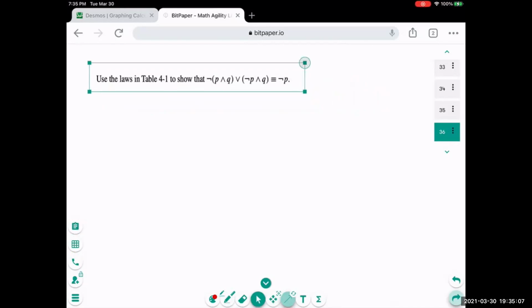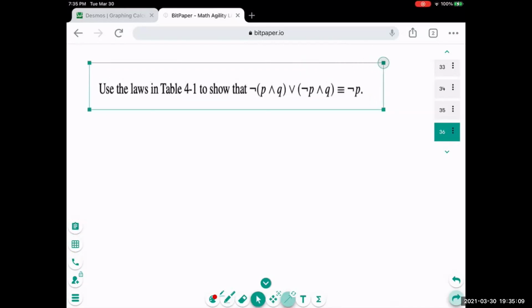Let's move it. So, sabi sa question, use the laws in table 4-1, yung kaninang table natin, yung algebraic, what do you call it? Algebraic law of algebra of propositions, to show that the negation of P conjunction Q, and then disjunction to negation of P conjunction Q is equivalent to negation of P. So let's try to write it.